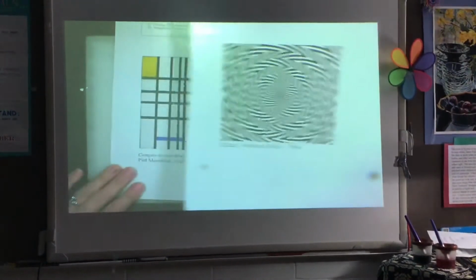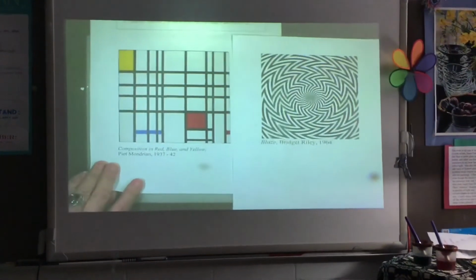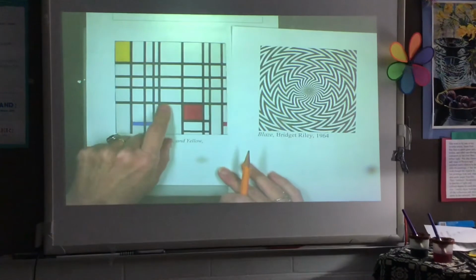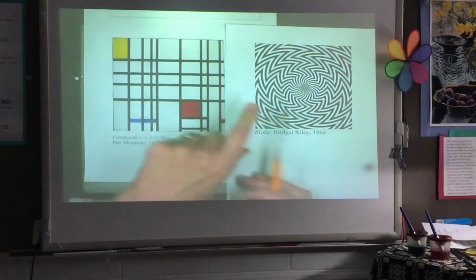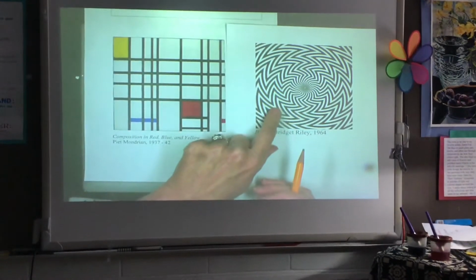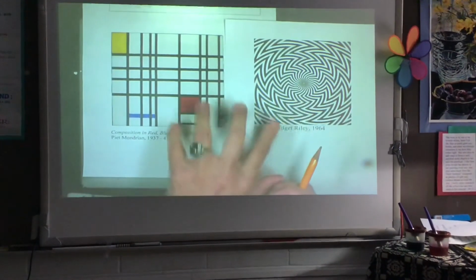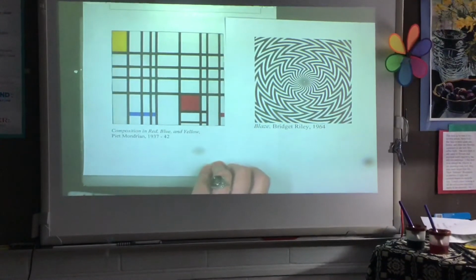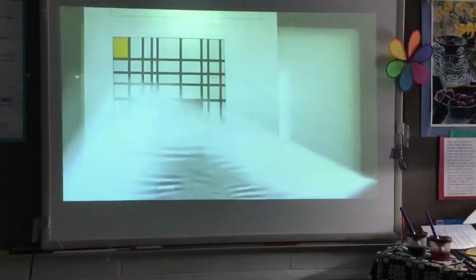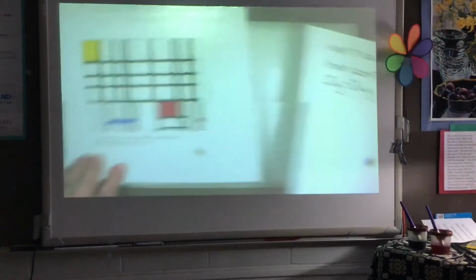Okay. And now think about too, do you think Mondrian, when he made his lines, was trying to communicate the same idea that Bridget Riley was trying to communicate? Do you think they had the same intention or purpose? Think about that question. So now I'm going to show you the 3 words that I thought of.